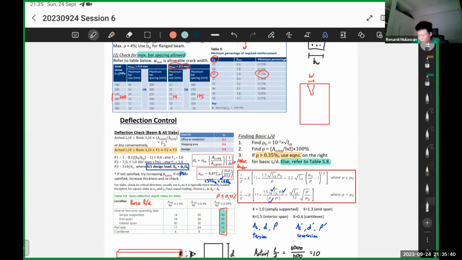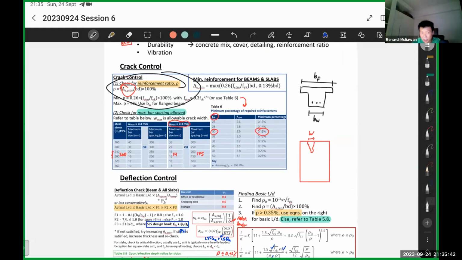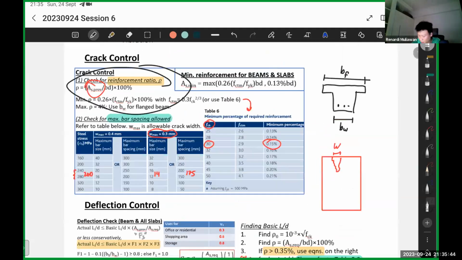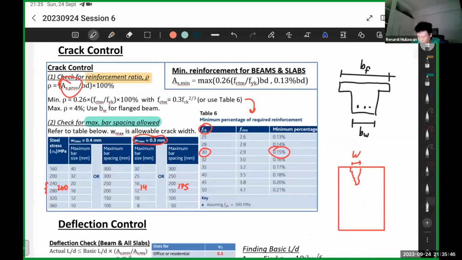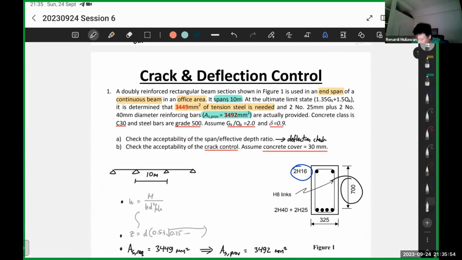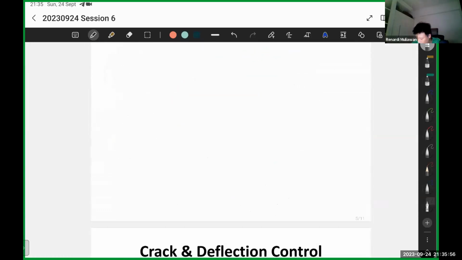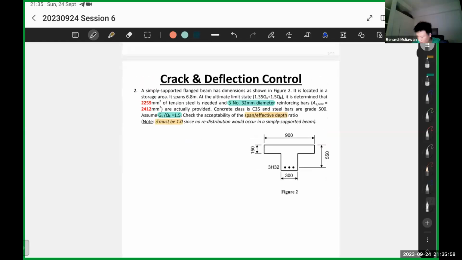For crack control, you have the reinforcement ratio. So this one is also pretty straightforward. So your rho must be between the minimum rho and the maximum rho. For this one, I'm not really sure, so I'll get back to you as I know. Okay. This one is exactly the same.